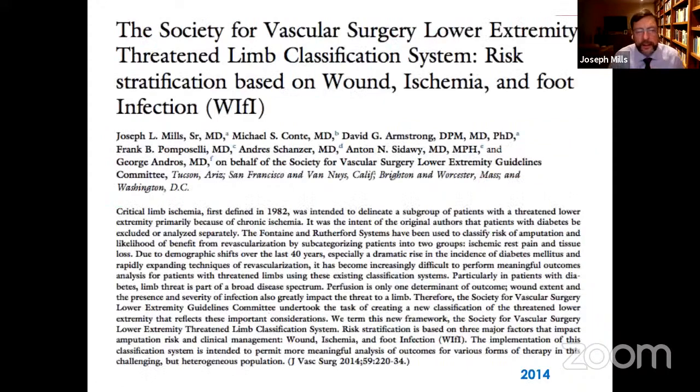So this paper was published in 2014. It's been adopted by several societies in Latin America. It's been adopted by the Global Guidelines Committee. It's been adopted in Japan. It's been adopted in Europe. And it actually has turned out to be pretty predictive of several different important outcomes.